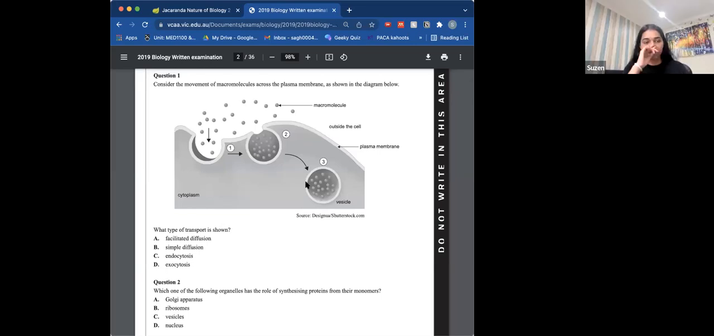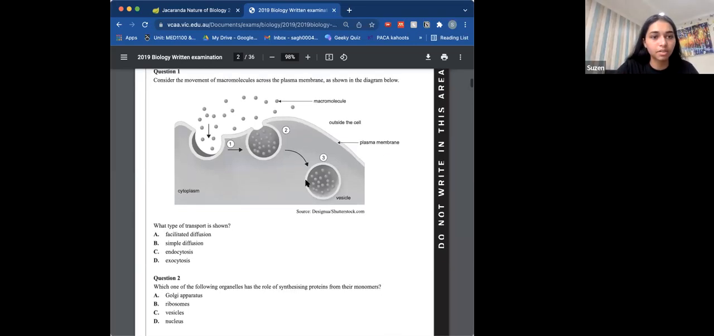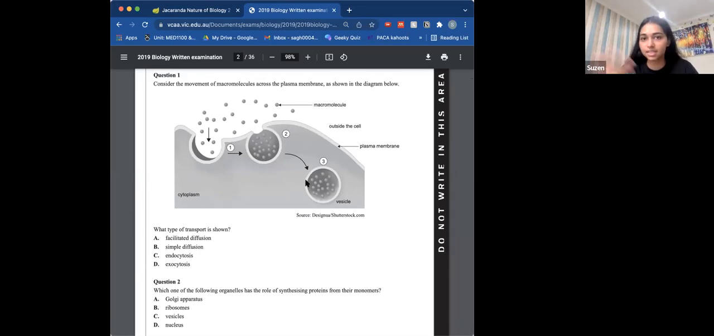Okay, can you guys see my screen? So this was the first 2 questions on the 2019 exam, which is the exam that I did. And it's pretty much about the protein secretory pathway and protein transport. Transport across the membrane has actually been taken out of the study design. So just attempt question 2.